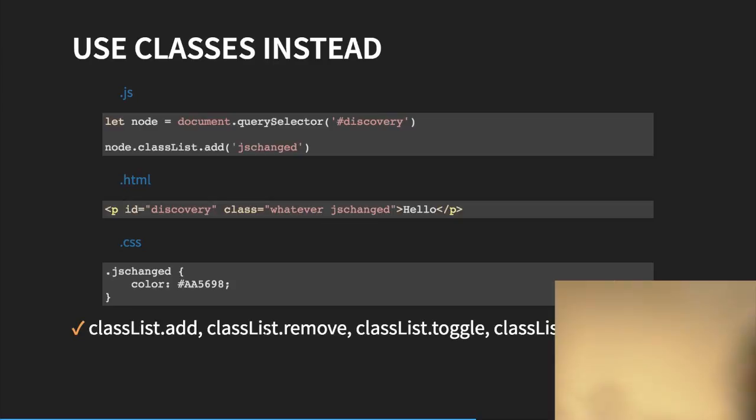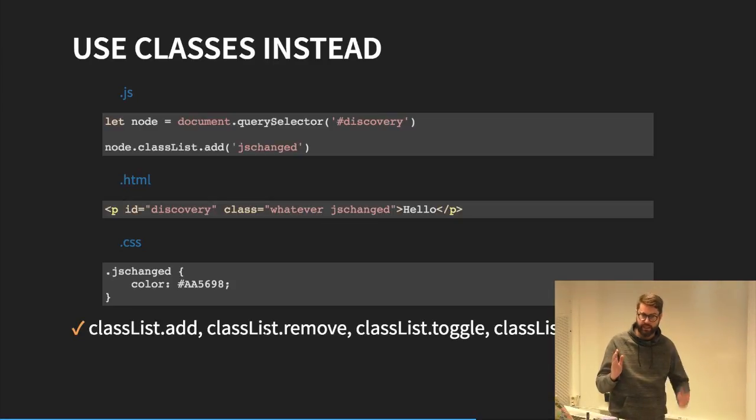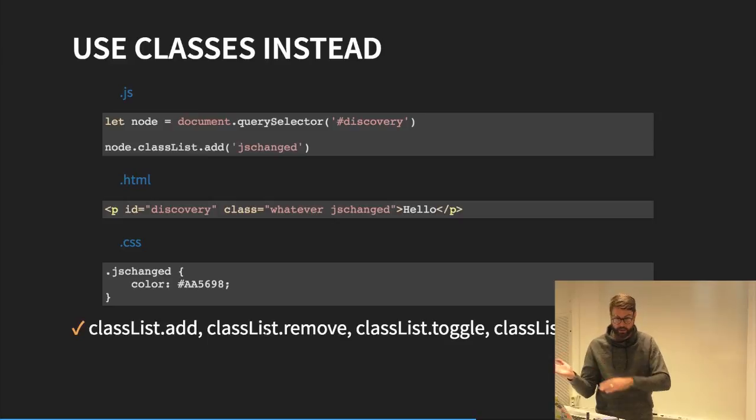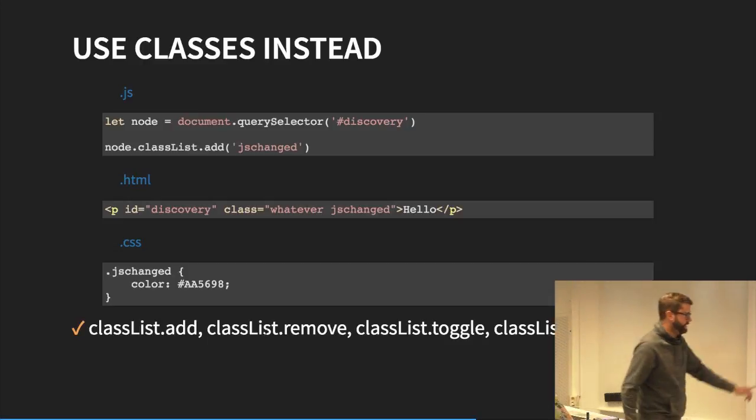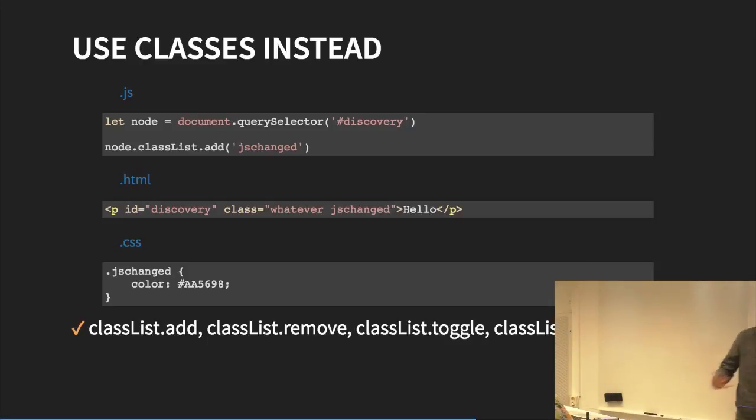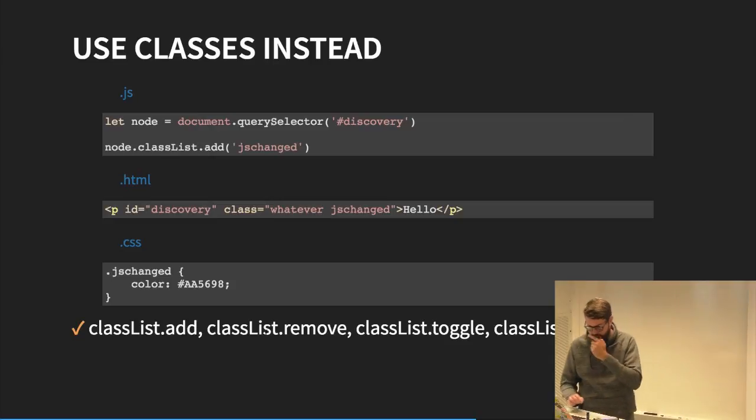You can toggle a class. This one is particularly useful. Often you want something to be on or off with a class. If it doesn't have the class, it should add the class. If it has the class, it should remove the class. And that is toggling. So you could ask it to toggle JS changed. If it had it, remove it. If it hasn't got it, add it. And you can check if this list of classes contains a specific class if you want to examine that.